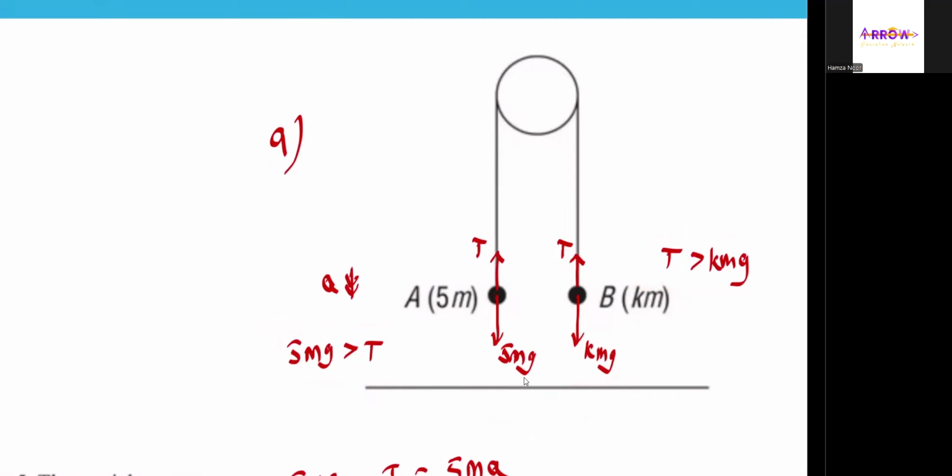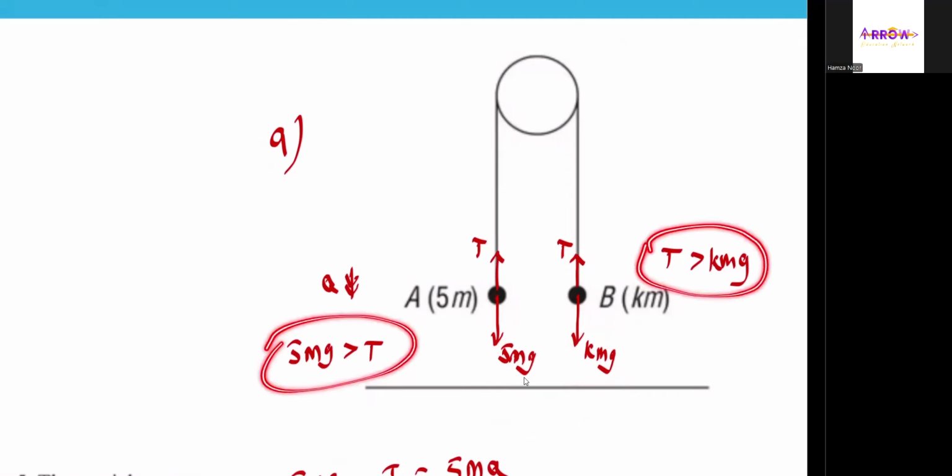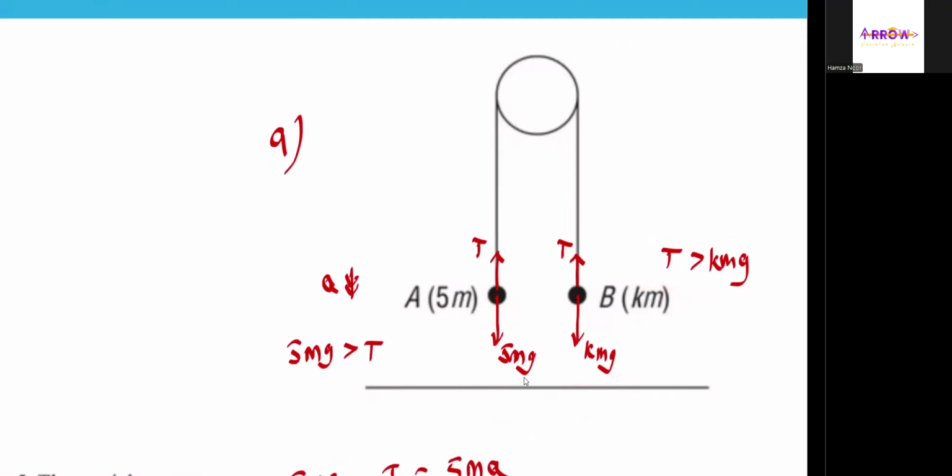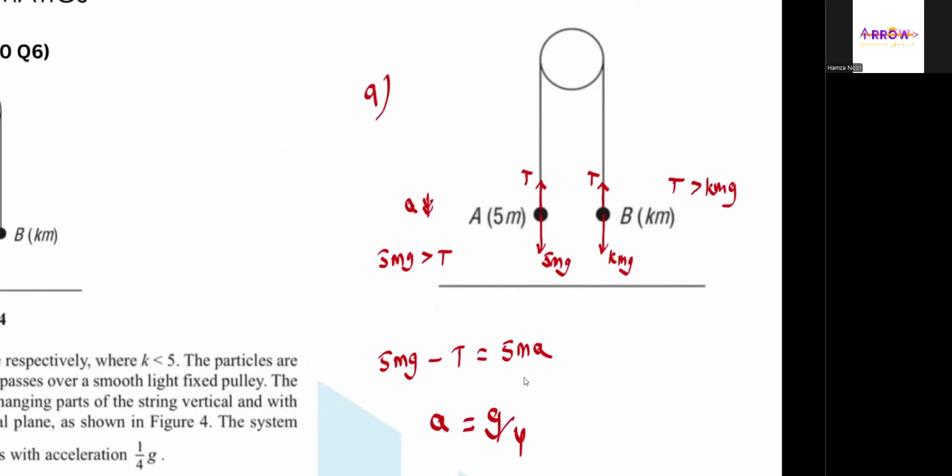In the same way, when particle A comes down, the weight of particle A has a higher magnitude as compared to the tension in the string. You don't need to mention these inequalities; it's not compulsory. But the purpose of mentioning them is that when we have 5mg minus T equals 5ma, this will give us a positive value of acceleration. So the equation of motion for particle A would be 5mg minus T equals 5ma.